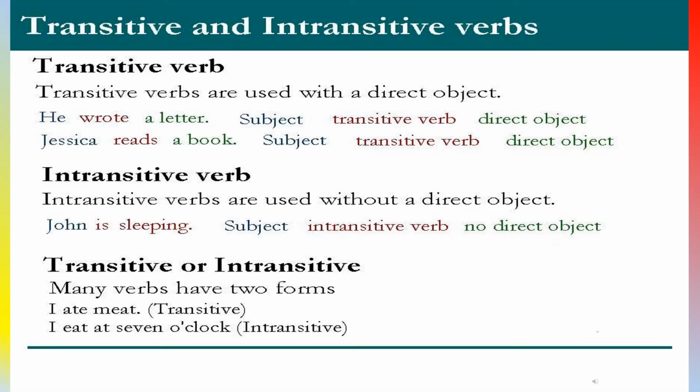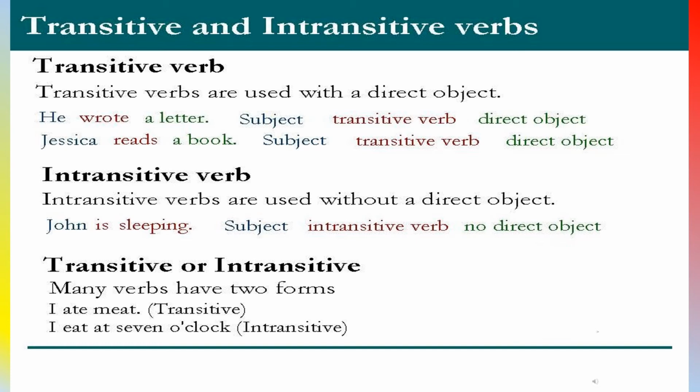Transitive verbs are used with a direct object. For example, he wrote a letter. In this sentence, wrote is a verb and letter is an object. So if we ask a question, what did he write? The answer is a letter. Another example, Jessica reads a book. Reads is a verb, book is an object. What did Jessica read? A book. So such type of sentences can be answered if we ask for what.